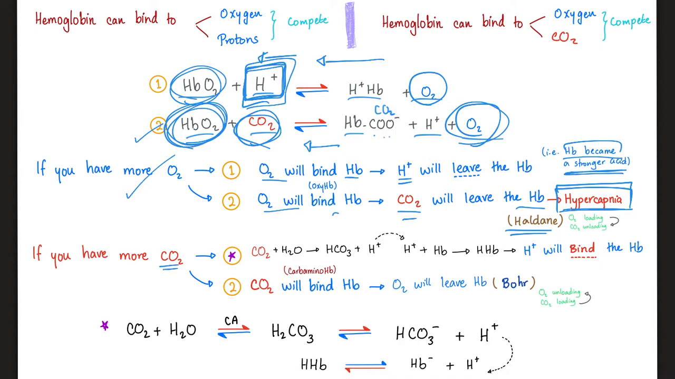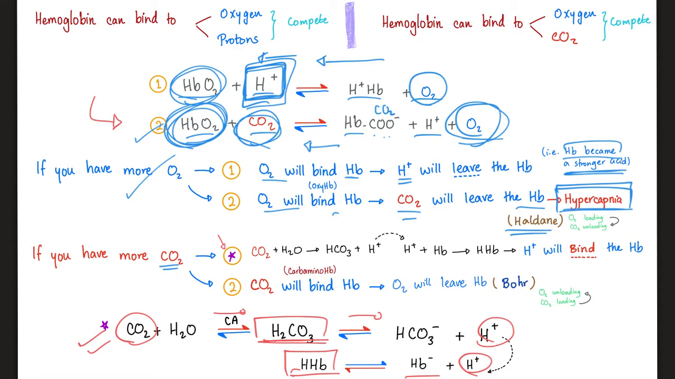If you have more CO2, on the other hand, follow the equations, but now we will use the red color. Look at this equation. When you have CO2, carbonic anhydrase will make it H2CO3, carbonic acid, and will make it into protons. Protons will bind to hemoglobin, forming HHB, which is less acidic. Now, if you go to the second equation here, when you have lots of CO2, the reaction will move in this direction, and oxygen will be kicked out, and this is called the Bohr effect. What's the Bohr effect? When CO2 binds to hemoglobin, oxygen tends to be kicked out of the hemoglobin.